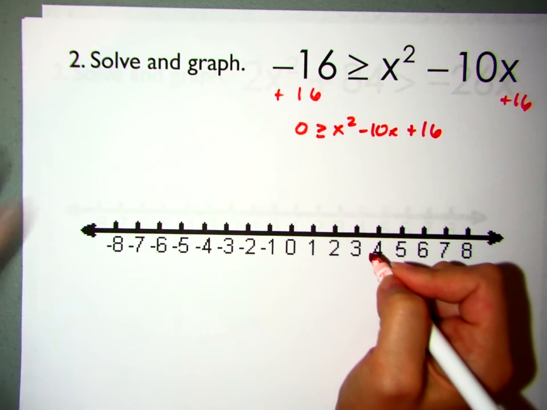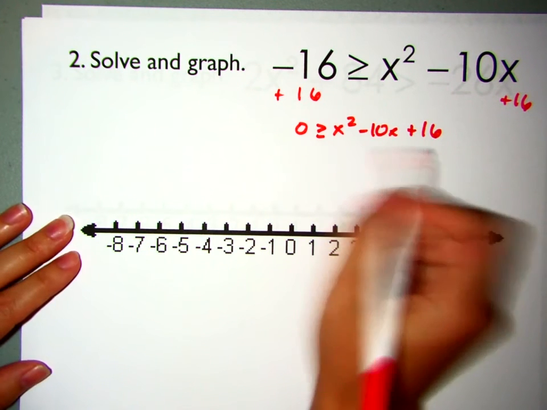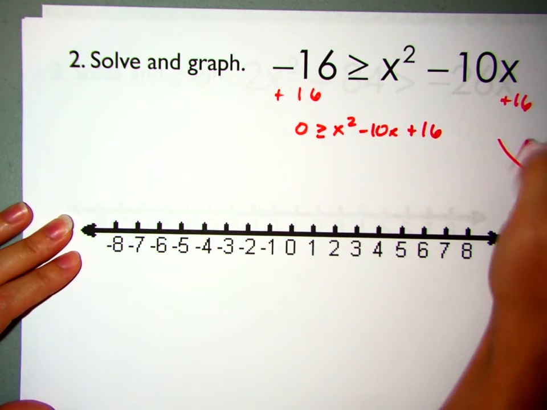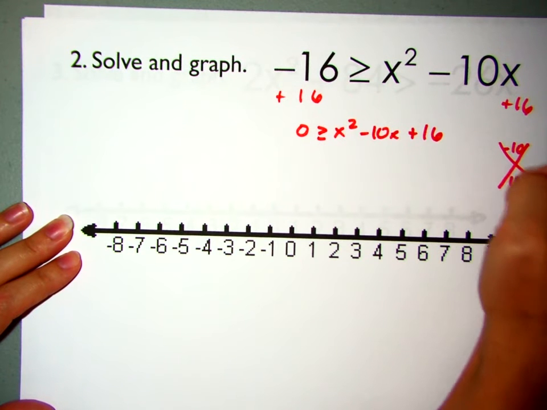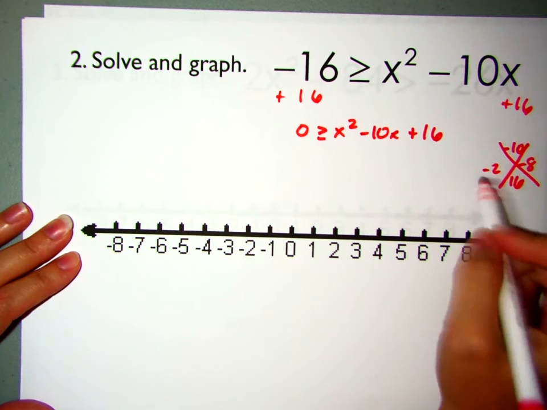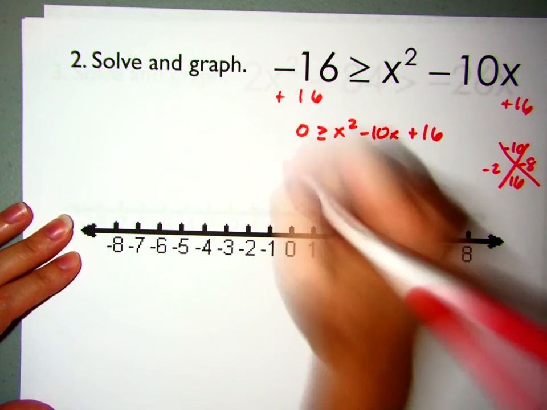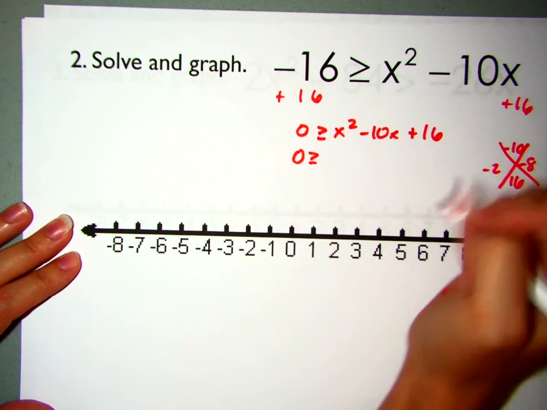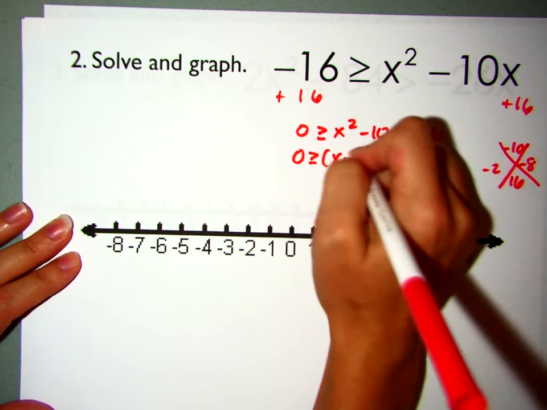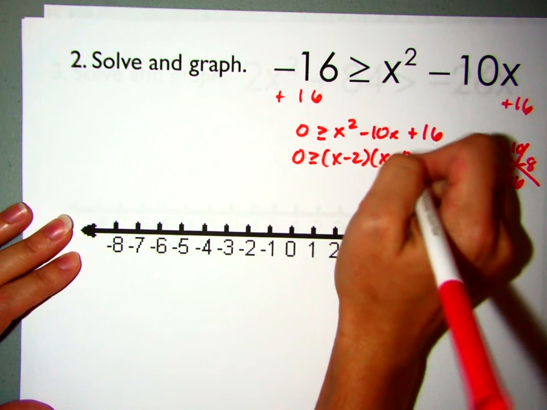And then what you're going to do from there is actually go ahead and factor this. You can come off to the side and factor this. Negative 10 and 16, we've used the quadratic formula as well. Negative 2 times negative 8 is positive 16, added together gives you negative 10. So 0 is greater than or equal to, we have x minus 2 times x minus 8.